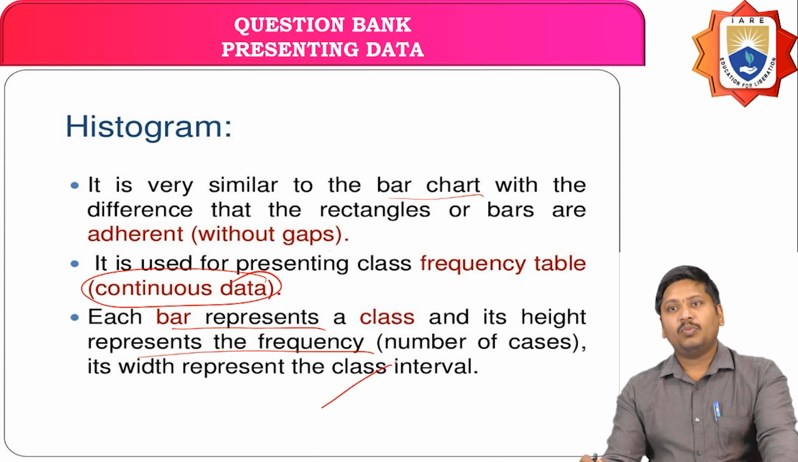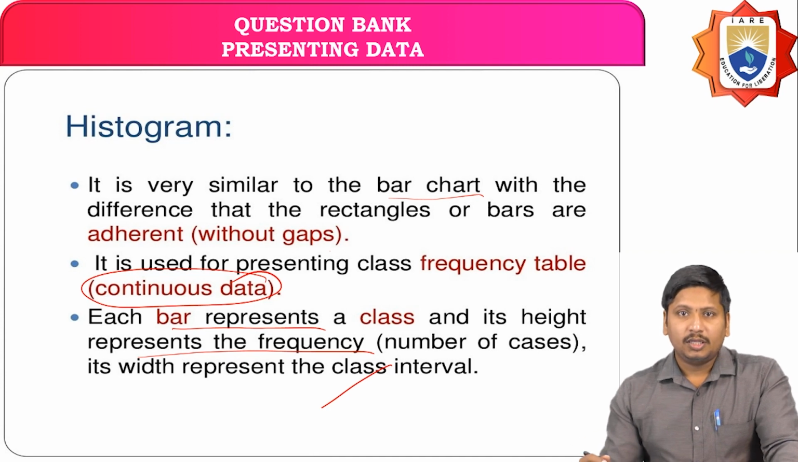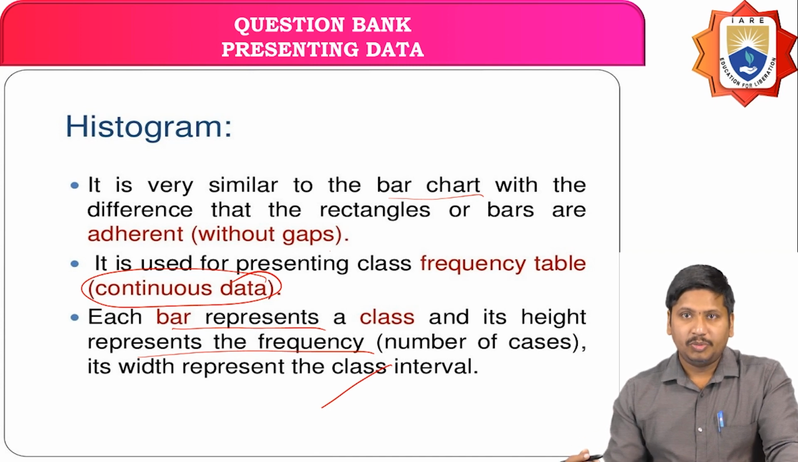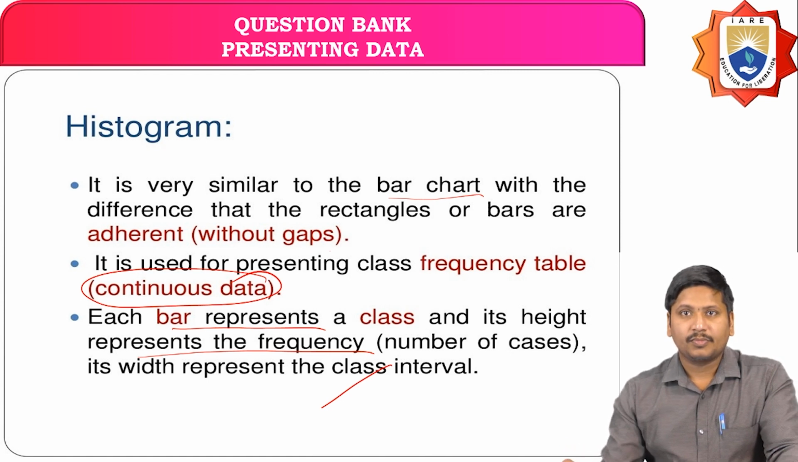So the histogram is similar to the bar diagram, but here we should not maintain any gaps between the bars, and it is used for presenting the class frequency table for continuous data. Each bar represents the class and the height represents the frequency.